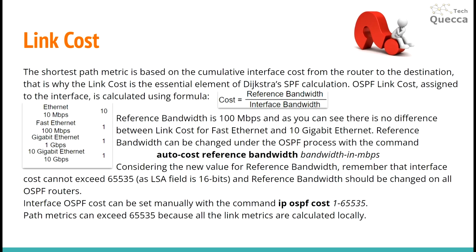Interface OSPF cost can be set manually with the command ip ospf cost from 1 to 65,535 under the interface configuration mode. Path metric can exceed 65,535 because all the link metrics are calculated locally.